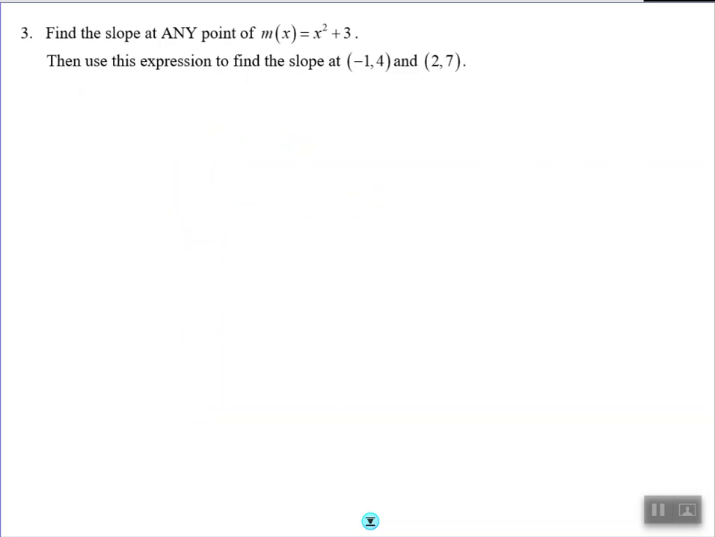Let's look at another example. We want to find the slope at any point of m of x equals x squared plus 3, and then use this expression to find the slope at 2 points. So again, we're going to start with m is equal to the limit as h approaches 0, m of x plus h minus m of x divided by h.